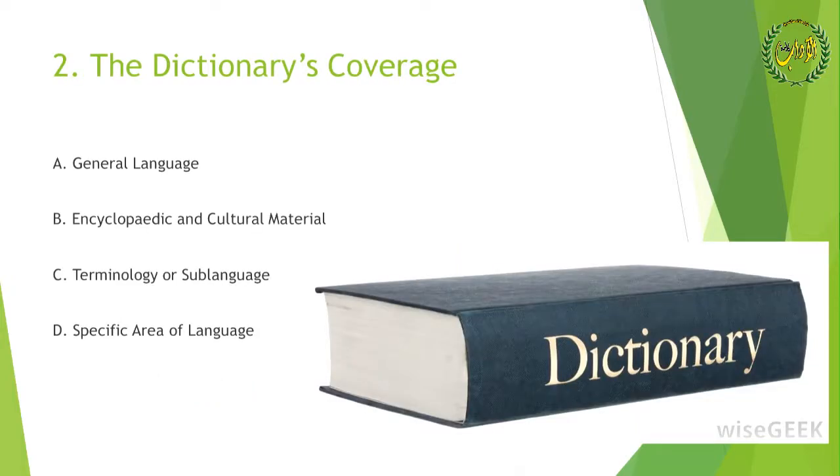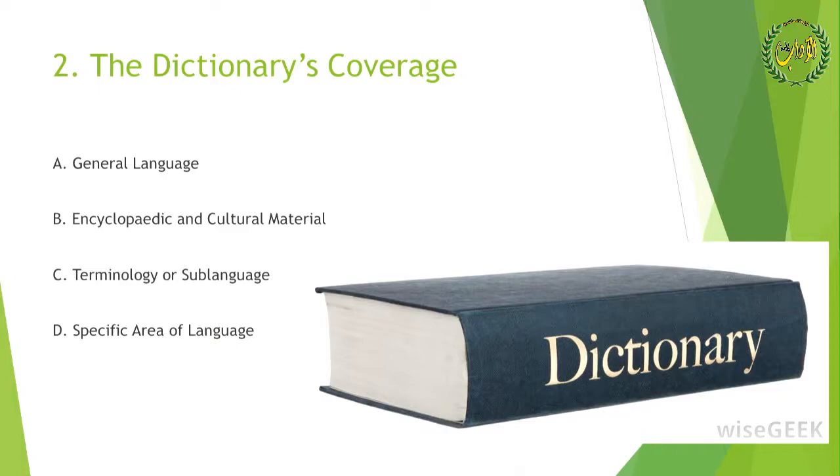The second property is the dictionary's coverage. According to this property, a dictionary can be classified into four types. The first one is A, general language, B, encyclopedic and cultural material, C, terminology or sublanguage, and D, specific area of language.